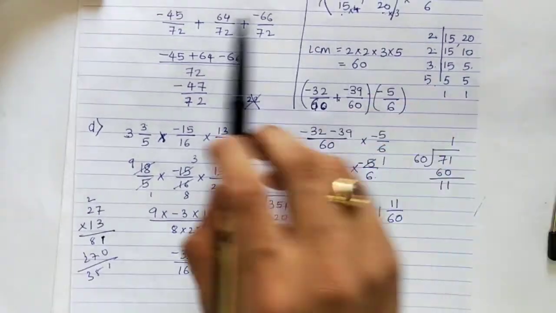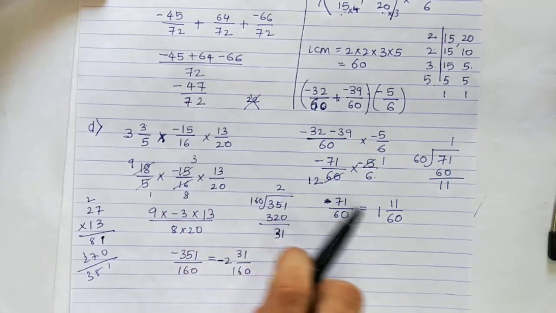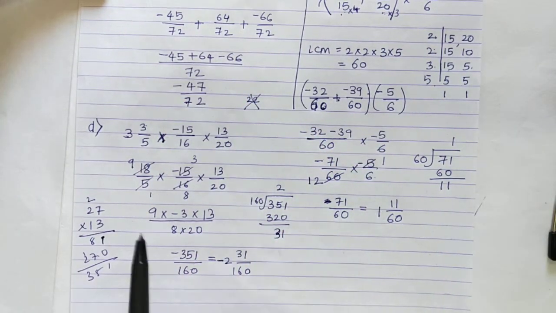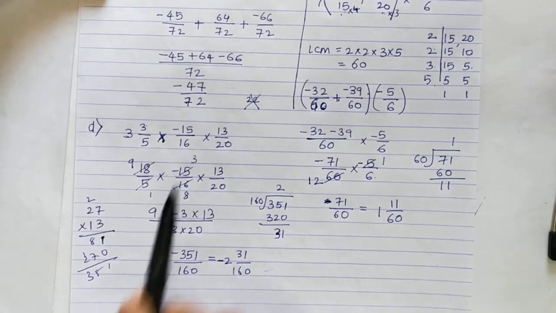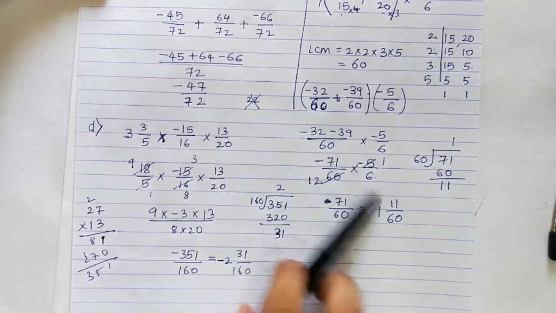Okay. These two sums, B and C, their answer is given wrong behind. Okay. A and D are right. So this answer is right. These two answers are given wrong behind. So copy these answers.